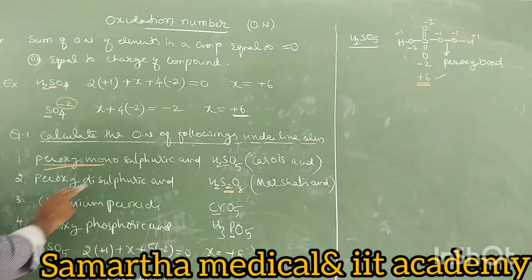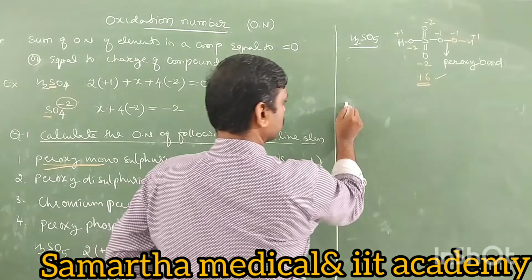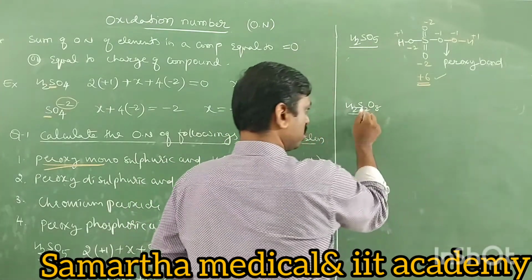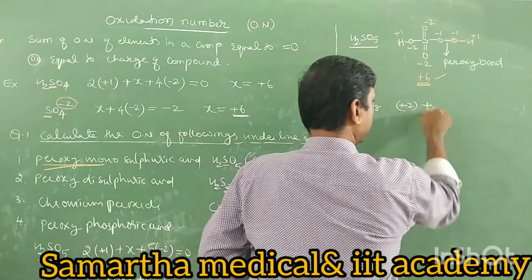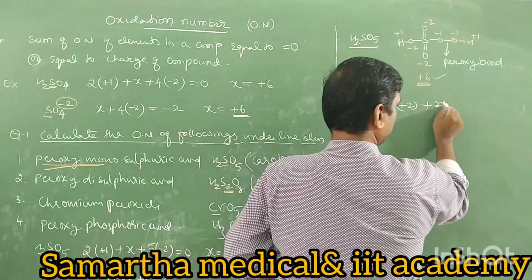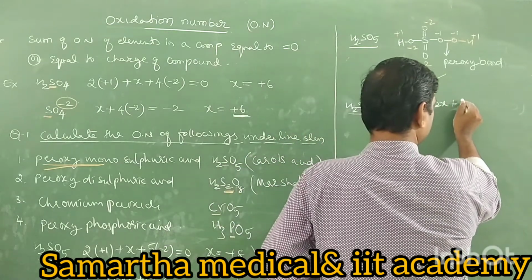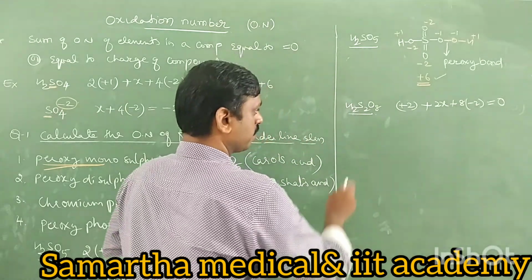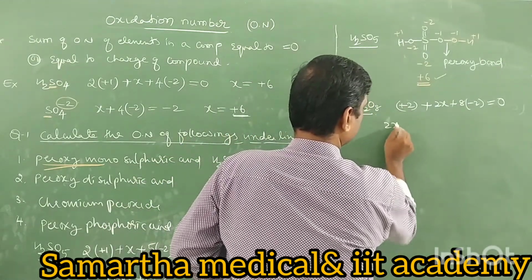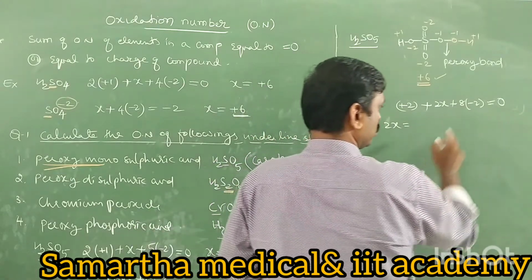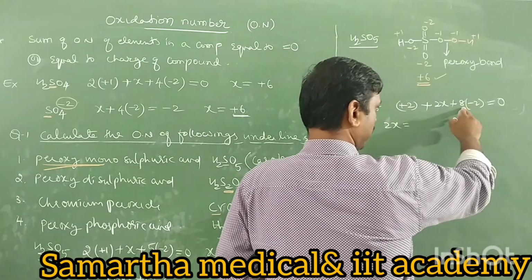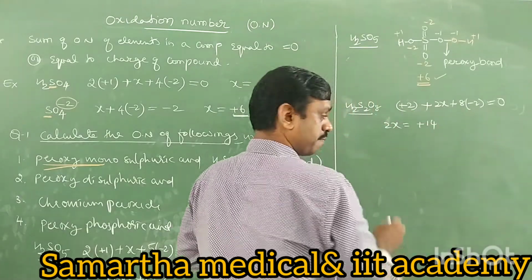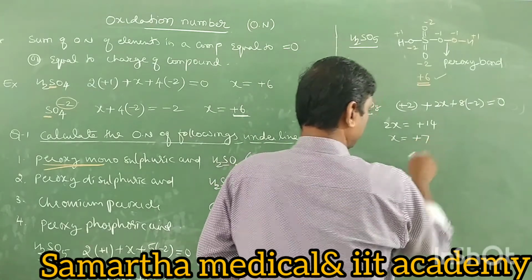Similarly, peroxy disulfuric acid, H2S2O8. Calculate the oxidation number of sulfur. There are 2 hydrogen plus 2 sulfur, 2X, then 8 oxygen. So 8 into -2, equal to 0, right? Tell me, what is 2X equal to? It is -16 plus... 2X equals plus 14, then X equals plus 7.